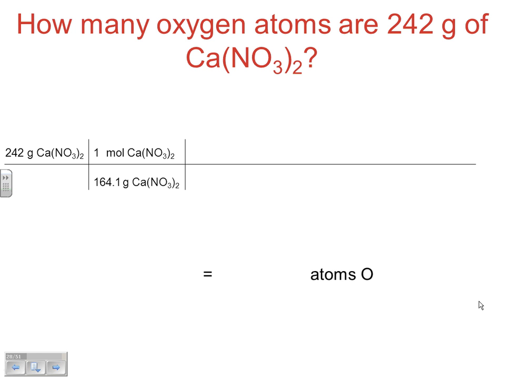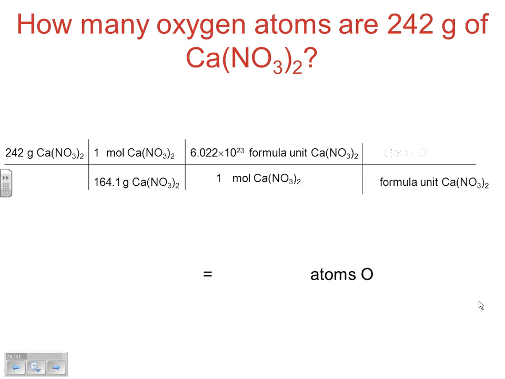Now, once we know moles of calcium nitrate, we can bridge into the type of particle. Calcium nitrate is ionic, so it would be formula units. So we're using next Avogadro's number to bridge. Well, at this point, we're not really done, because it asks for how many oxygen atoms we have. And that's where that last statement comes in. If we know how many formula units of calcium nitrate, we know that 1 formula unit of calcium nitrate contains 6 oxygen atoms. The O3 doubled would be 6.